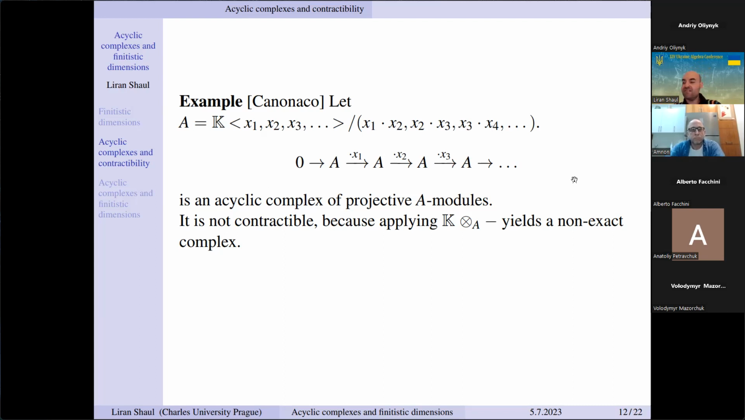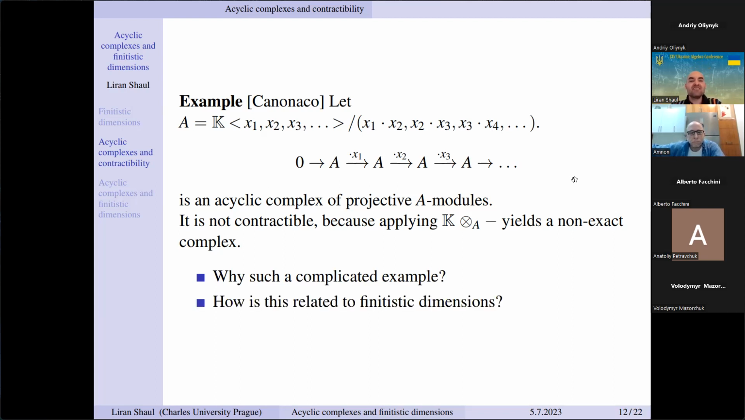So then, if I were you, I would ask, why am I giving you such a complicated example? And also, how is this related to finitistic dimensions? What I want to show you is that this question of the existence of such complexes is actually very much related to finitistic dimensions. And the reason I give you such a complicated example is that no simple examples can exist of a bounded below acyclic complex of projectives which is not contractible.